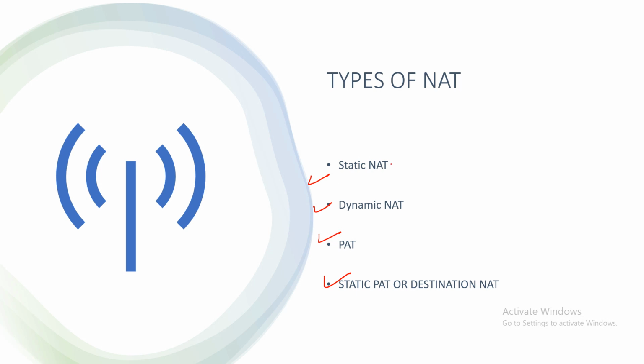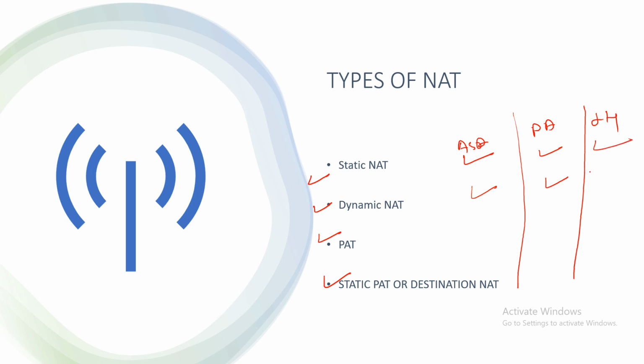So here I would like to bring something into the picture. Many manufacturers like Cisco, Palo Alto, and FortiGate. If you talk about the Cisco ASA, the Palo Alto, and the FortiGate, static NAT is supported by the ASA and the Palo Alto. Dynamic NAT is also supported by the ASA and the Palo Alto. Static NAT is also supported by the FortiGate, but dynamic NAT is not supported by the FortiGate.